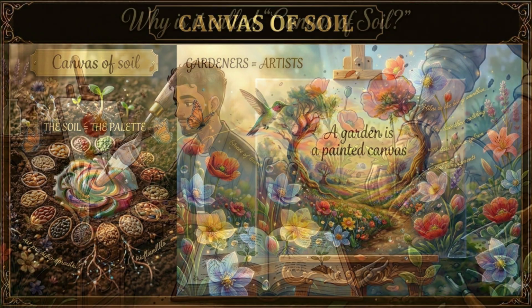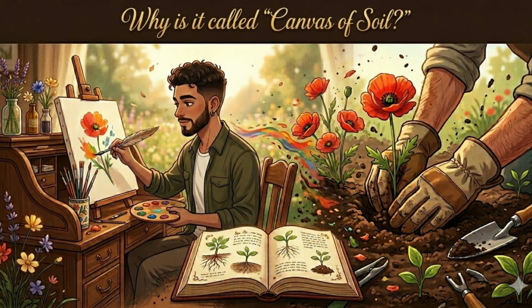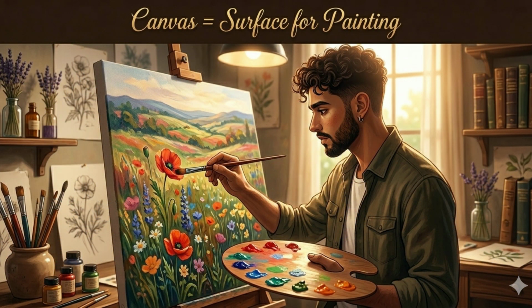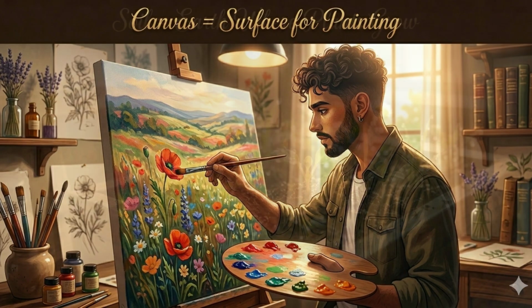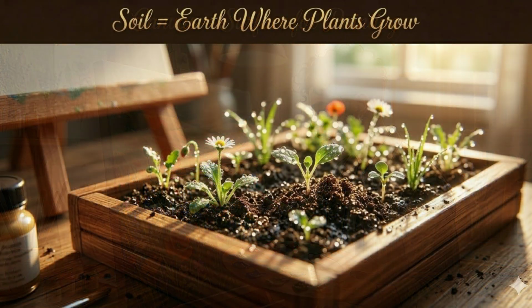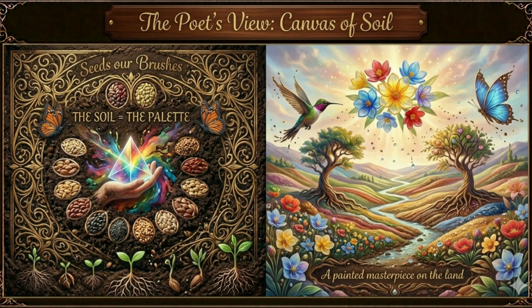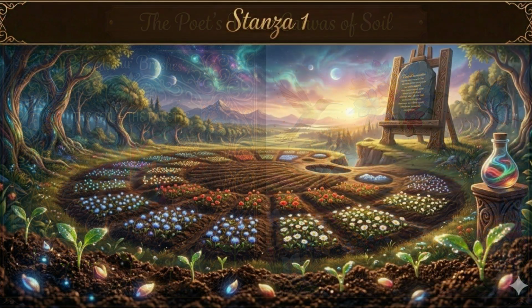Let's begin. Before starting the poem, let us understand the title. A canvas is the surface on which an artist paints. And soil means earth or land where plants grow. The poet calls the garden a canvas of soil because gardeners create beauty on the land just like painters create art on a canvas.